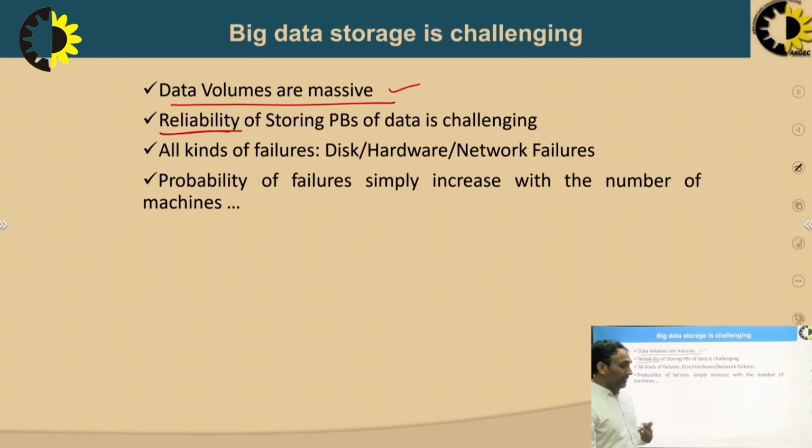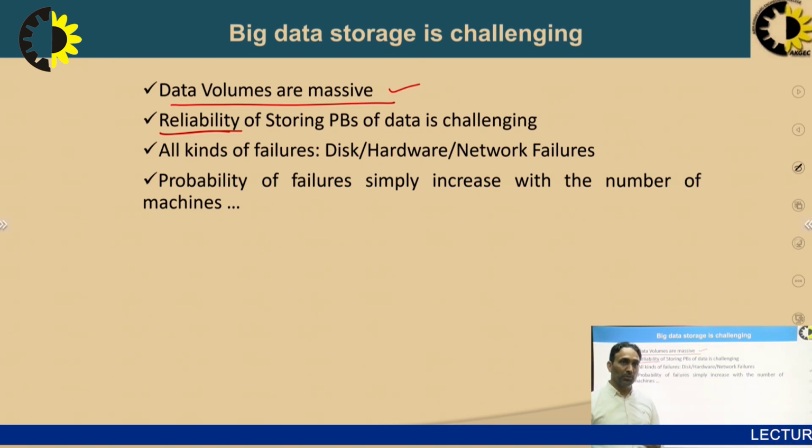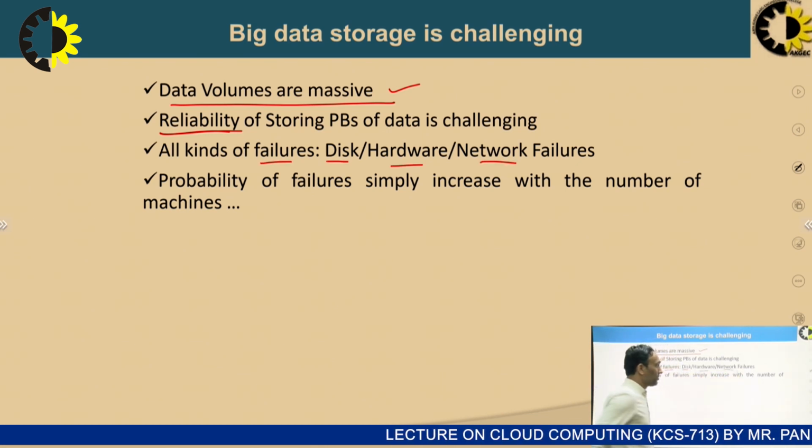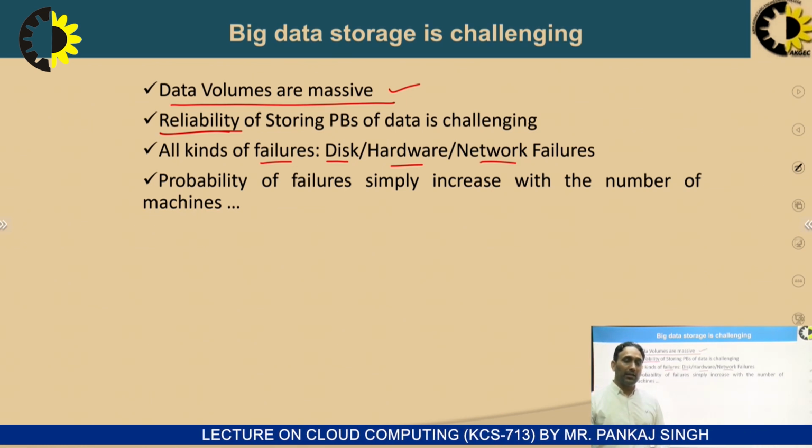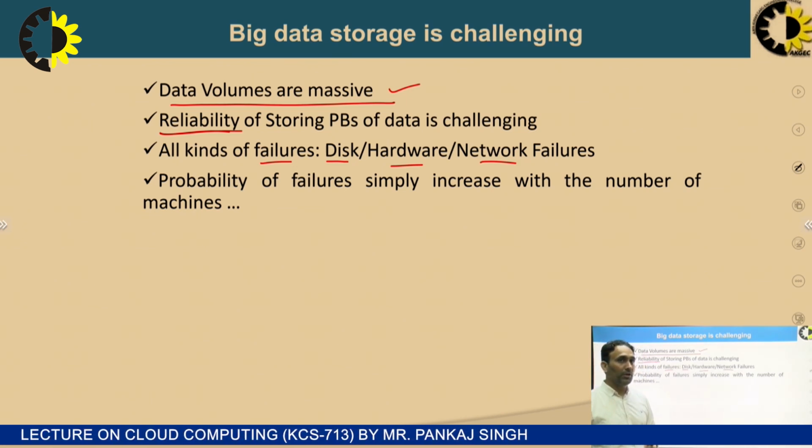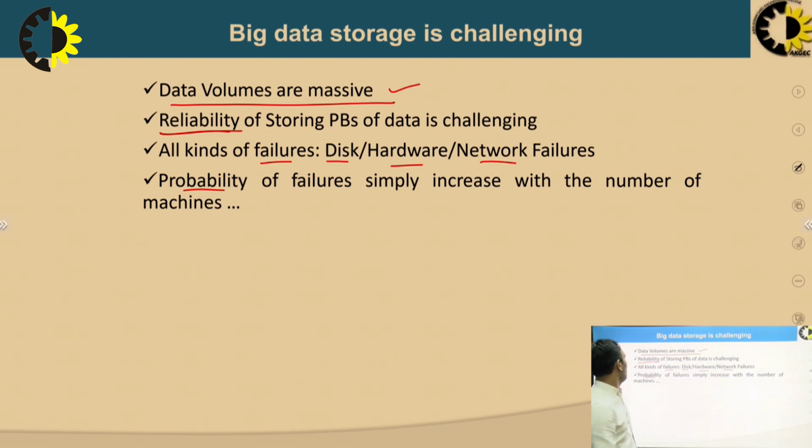And another that is expected, because if any device has hardware components, there is a possibility of failure. So all kinds of failure may occur, in the form of disk, hardware or network failure. That is also a concern of users who are using cloud services, who may fear disk failure, hardware failure or network failure. And the probability of failure simply increases with the number of machines. As we know, it is basic mathematics: if the number of machines increases to store the data, the probability of failure, because they contain hardware components, will also increase.